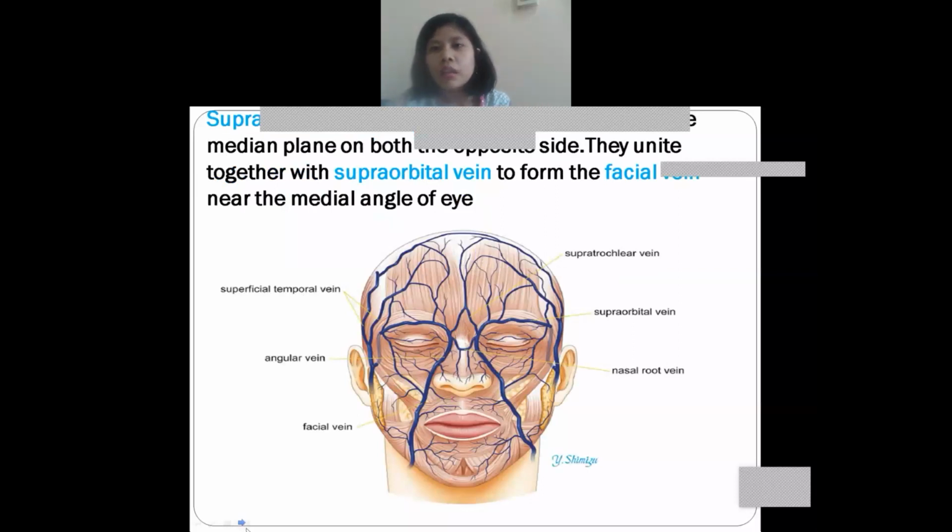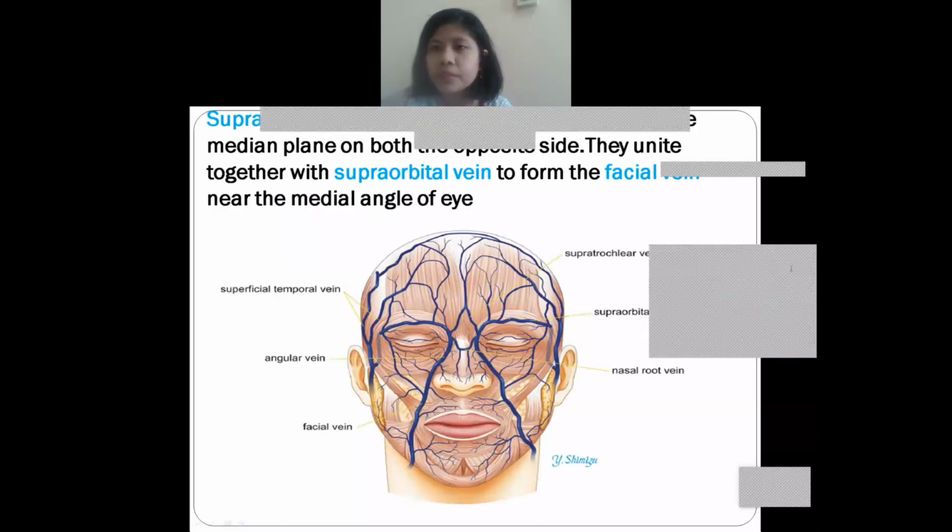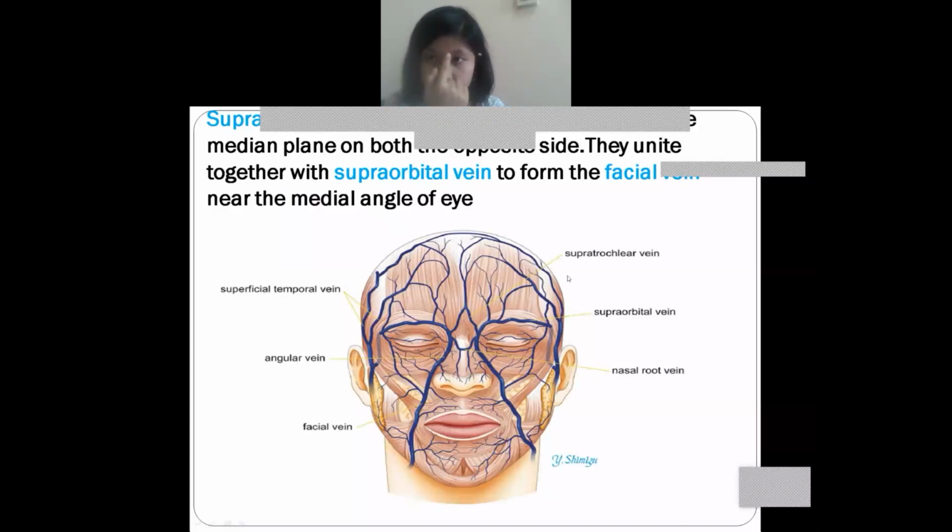Okay, next we will discuss the veins in the face. Supratrochlear vein, which you will find here, in this area. It begins where? It begins in the forehead. Your forehead is here, meaning all these areas are your forehead.